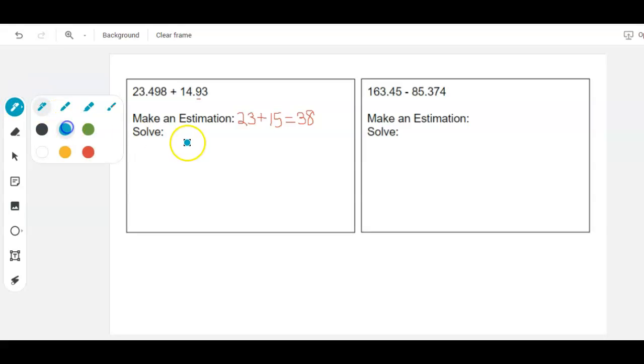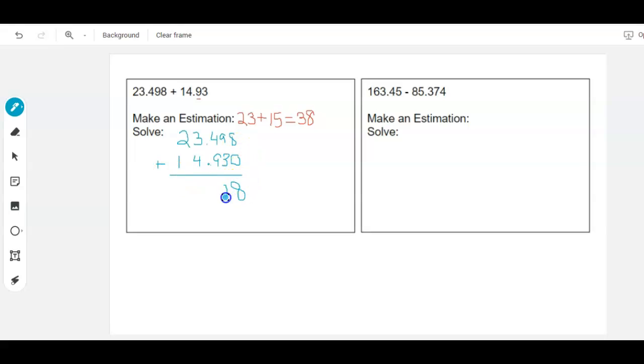So yeah, 23 0.498 plus 14.93. Notice if I drew that 3 in between there, I would not know that I have to annex in the 0. I have to add in that 0. Carry.